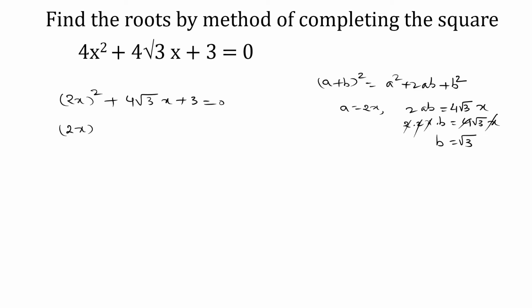In order to make it a perfect square, we need to add b², and b being √3, we add to this equation (√3)² and subtract the same also to maintain the balance of the equation.